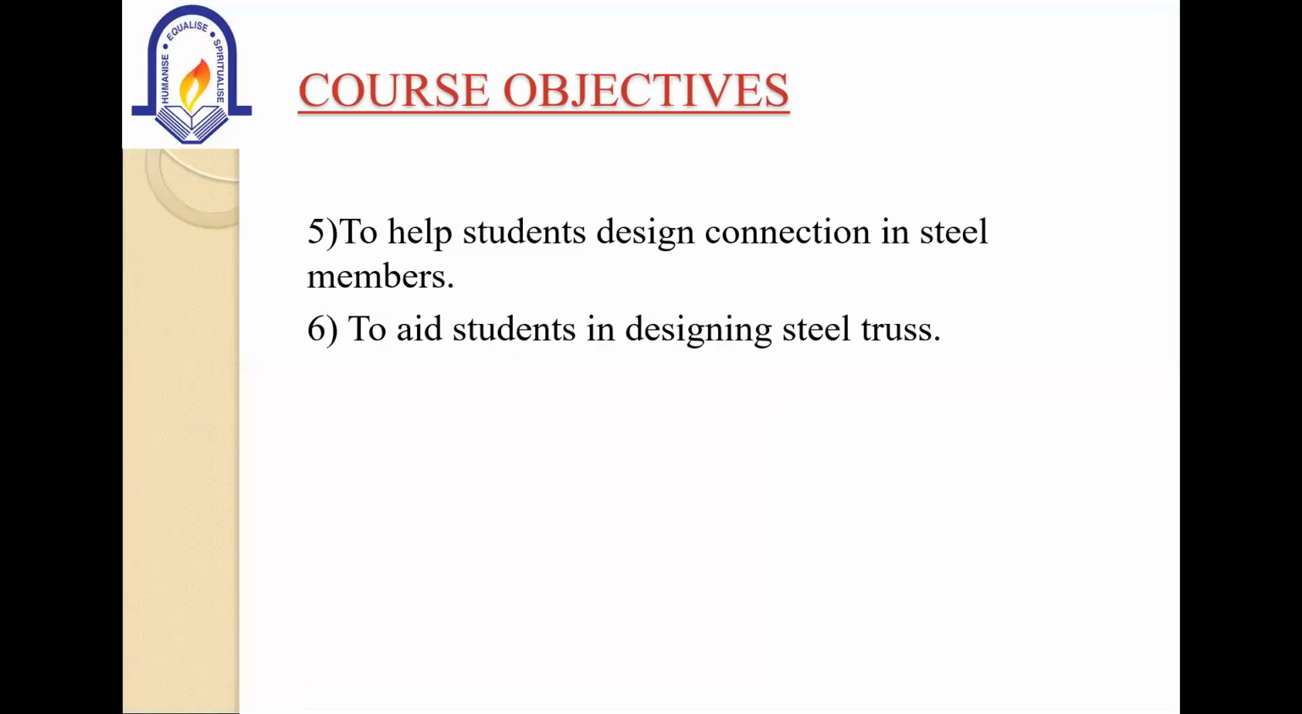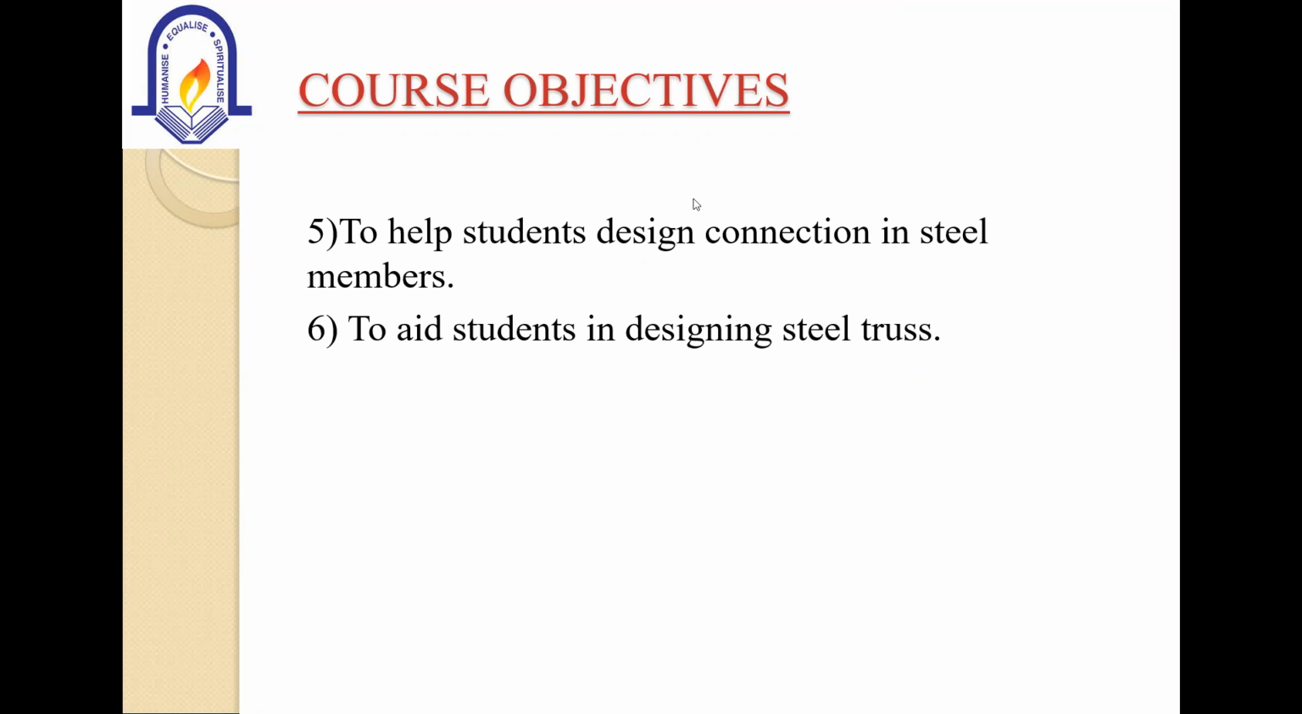Then the next course objective is to help the students to design connections in the steel members. Now, can anybody tell me how many types of connections are there? कौन से connections रहते हैं? मतलब अगर आपको दो स्टील मेंबर्स को कनेक्ट करना है तो आप कैसे कनेक्ट करोगे? Bolted connection, welded connection, and riveted connection. Yes, there are two main basic types of connections, that is bolted and welded connections.